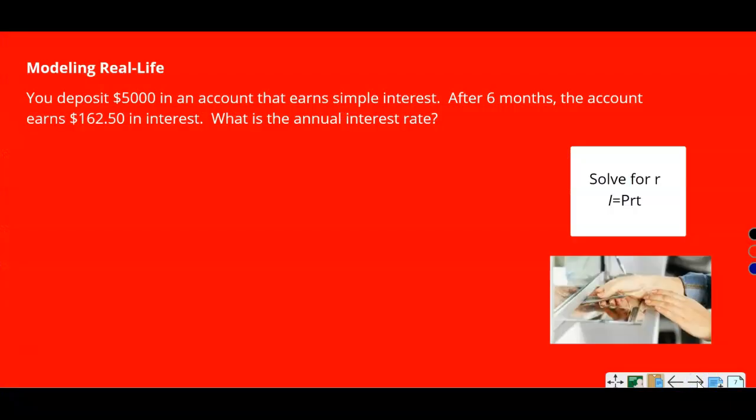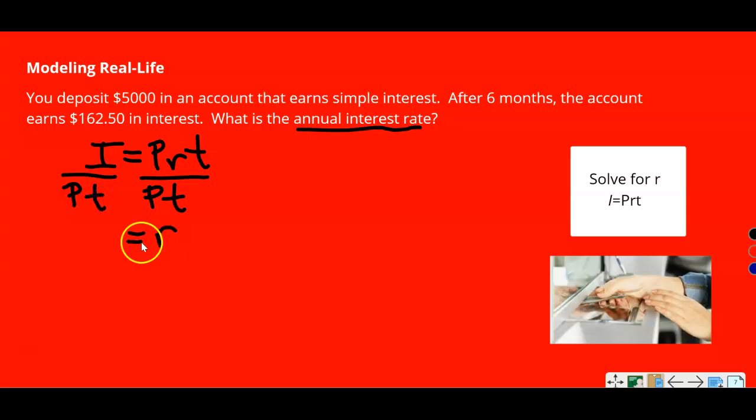All right, the next question, modeling real life. You deposit $5,000 in an account that earns simple interest. After 6 months, the account earns $162.50 in interest. What is the annual interest rate? All right, so if we want to know the interest rate, we're going to solve for R. So if we have I equals principal times rate times time, we're going to divide by principal and time on both sides. So rate equals I interest over principal times time.